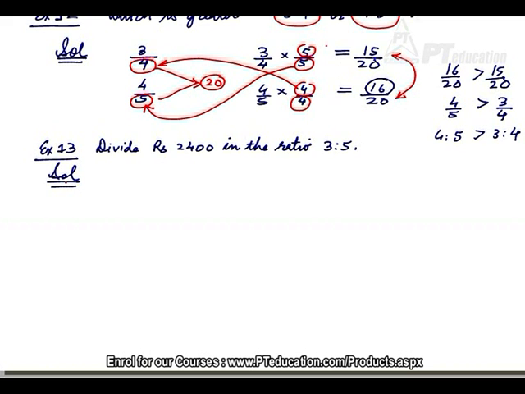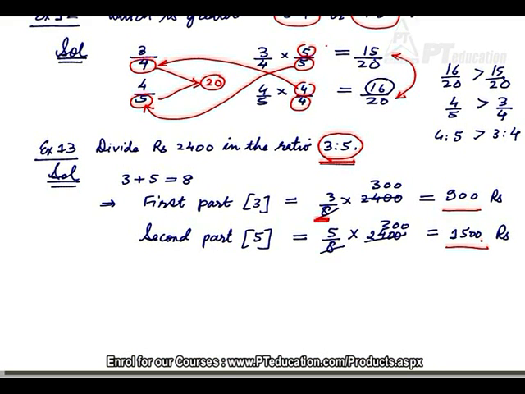Let us solve it in the notepad. Solution to example 13. As we just saw, 3 plus 5 is equal to 8. So the first part, which is actually the 3 part, will be 3 divided by 8 of 2400. Now where did this 3 by 8 come from? Because total is 8 and we are asked to find the 3 part out of 8. Hence 3 by 8. 3 by 8 into 2400 gives us 900 rupees. And similarly the second part, which is 5, gives us 5 by 8 into 2400, which is 1500 rupees.